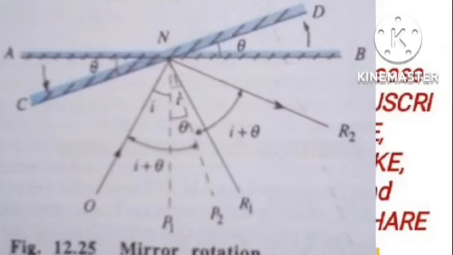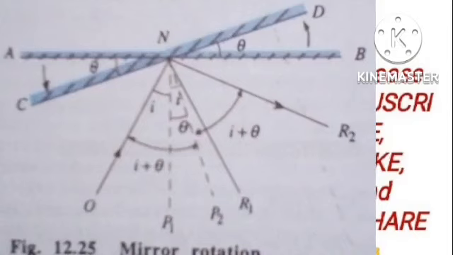The normal does not remain the same. The normal has been adjusted to another normal, so that becomes the second normal, and then the new angle of incidence is ONP2, from O to N to P2, where P2 is the new normal line, which is equal to i plus theta. Note that the normal P1N is also rotated through theta to P2N. So by the law of reflection, the angle of reflection in this new position is also equal to i plus theta. Then the angle P2NR2 is i plus theta.